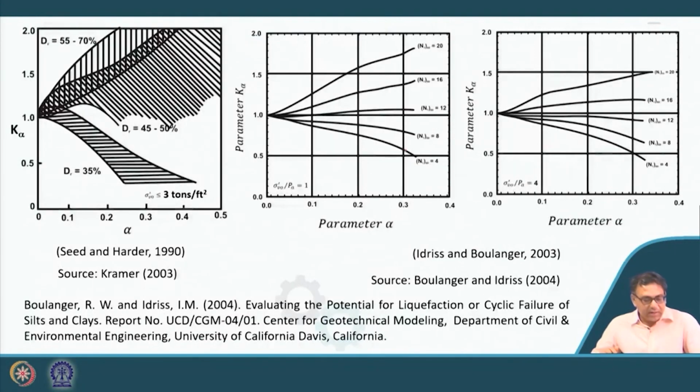So I am finishing today's lecture here. Now I have discussed two correction factors. One is K sigma, due to the high effective overburden pressure. Another is K alpha, due to the presence of static shear stress.